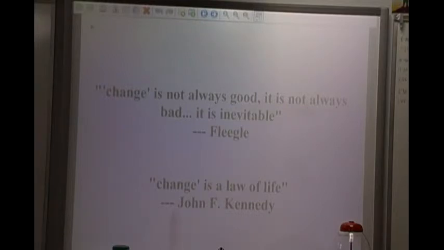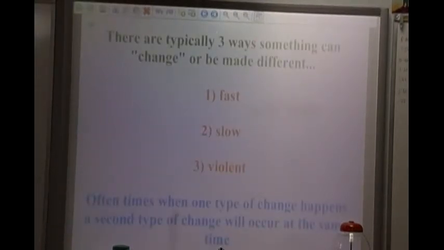All right, so change again, to make different. We make things different all the time, sometimes for the good, sometimes for the bad, hopefully more for the good. All right, so this is an important slide. You guys already know this, but this is important. Get it in your spiral so you don't miss it on a quiz.